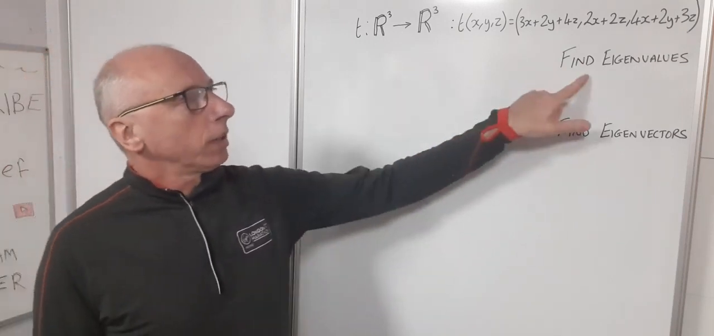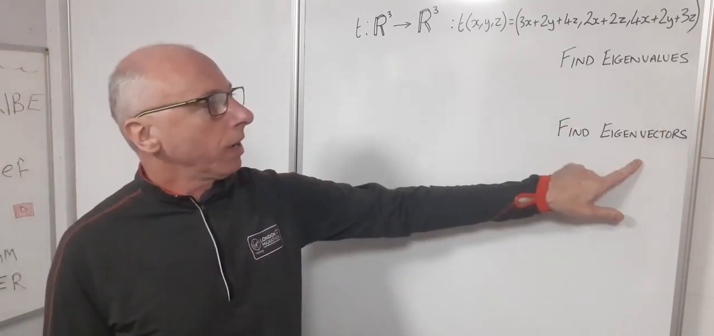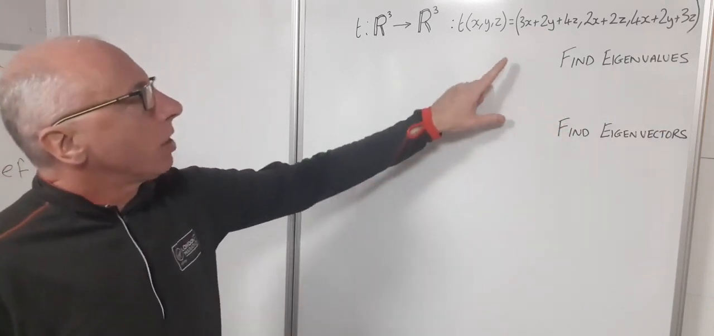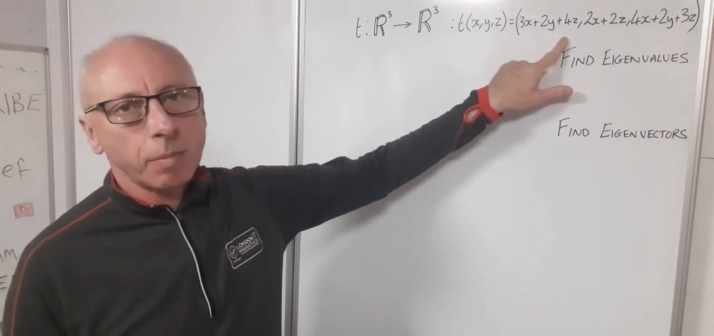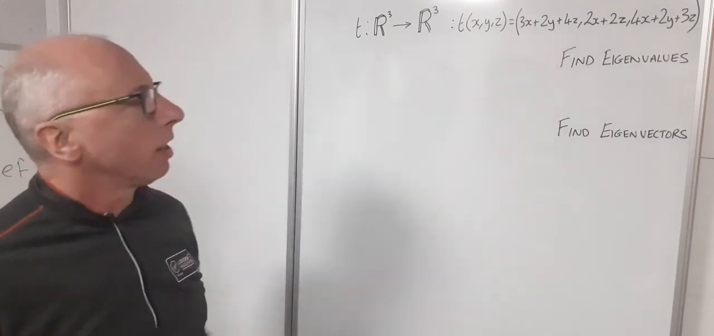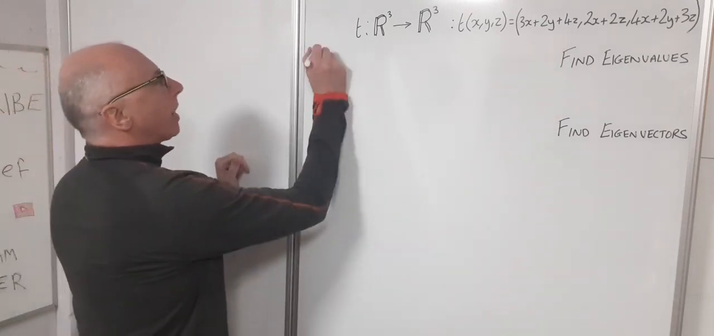Now, first of all, you need to find the eigenvalues before you find the eigenvectors. So the way I'm going to do this is, first of all, turn this linear transformation into a matrix. So I'm going to call that matrix A.